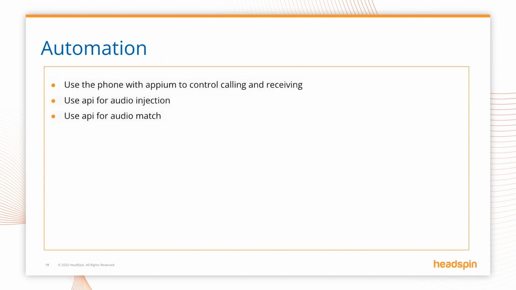And then for the automation, I'll show the script that I'm using to control this. To use the phone from an automated standpoint, we're going to use Appium, the Appium library from Python. We're going to show how we interact with the phone, how we're able to send a call, receive a call, and then additionally the more HeadSpin specific APIs for the actual injection that we're running, as well as the audio match, because all those are APIs and they can be put inside of that Appium script. So let's go ahead and show this live.